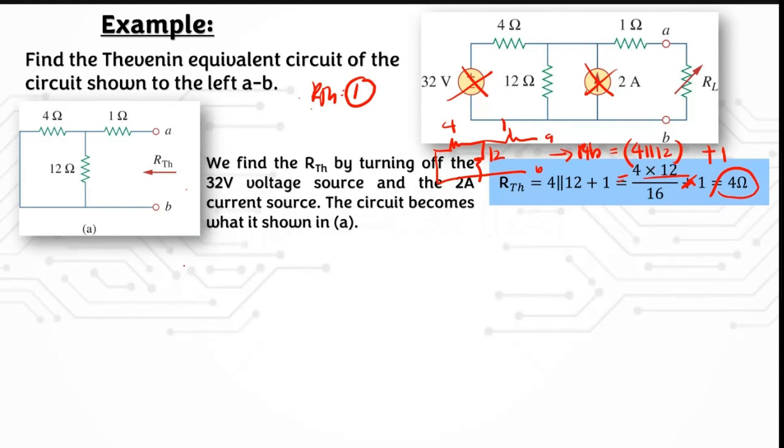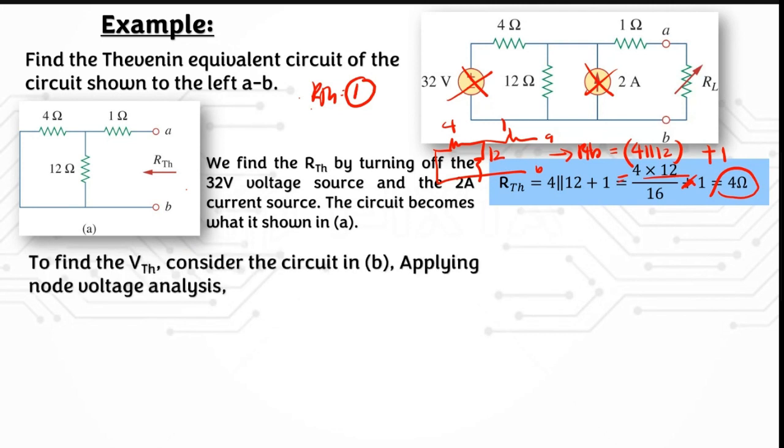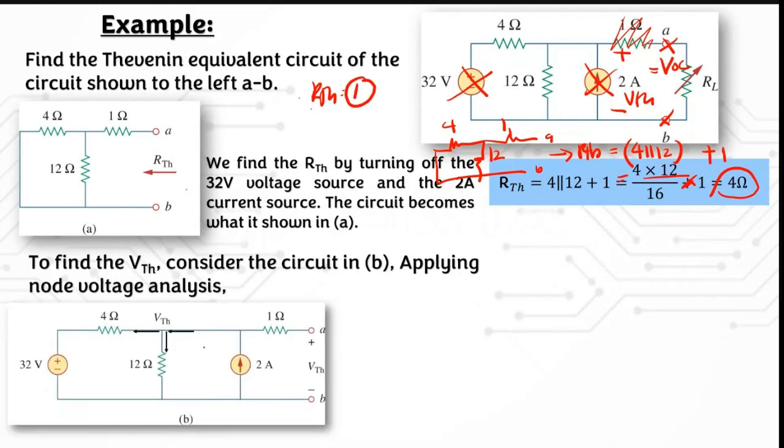Then, in order to calculate VTH, where is your VTH? You have this port A and B, so you know your VTH is here. Because this is open circuit, and VTH is also equal to VOC, there is no connection for this 1 ohm resistor. So you can just ignore this 1 ohm resistor, and you have only this circuit, because the resistor has nothing to do with this part.